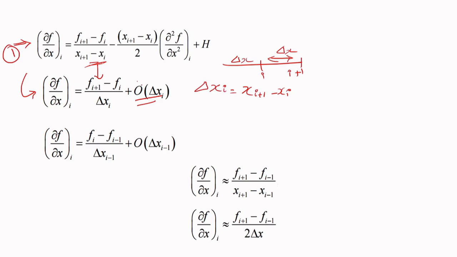Likewise, equation 2 can be reduced to this one: f of i minus f of i minus 1 by delta x i minus 1, plus order of delta x, because we are considering towards the left side, it becomes order of delta x i minus 1.